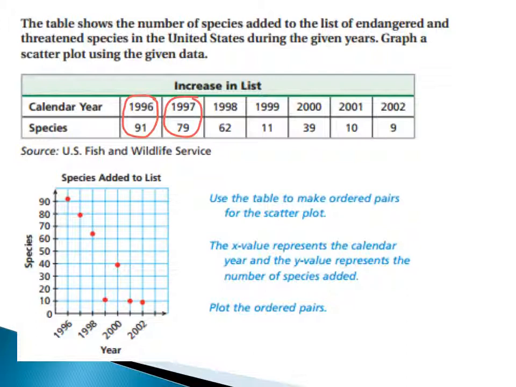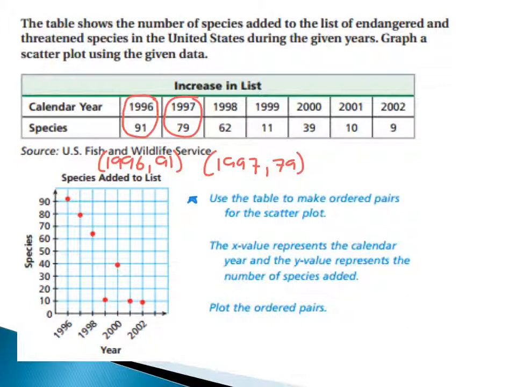So for example, this first one represents the point of the year 1996 and 91. The second one represents the year 1997, paired up with 79. Each of these gives me a data point which I could graph. So if I were to ask you to graph this, which I already have done for you in your notes, we can use this table first to make ordered pairs, which I have just shown you. Once we find these ordered pairs, then we can graph it.